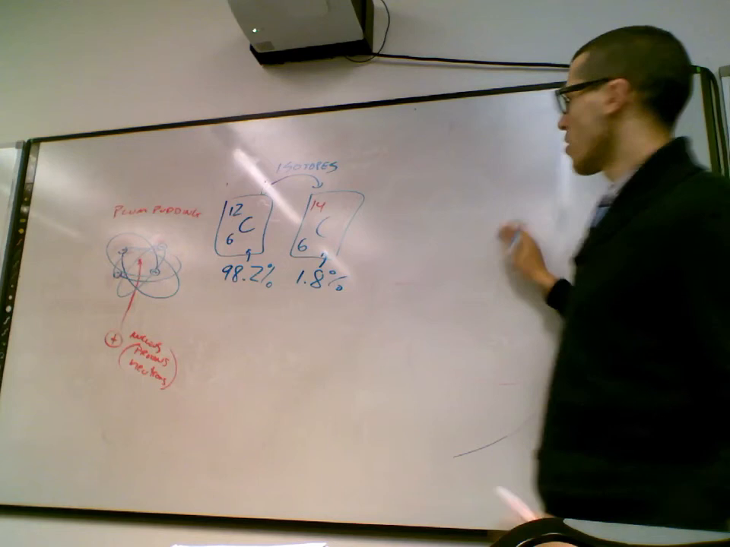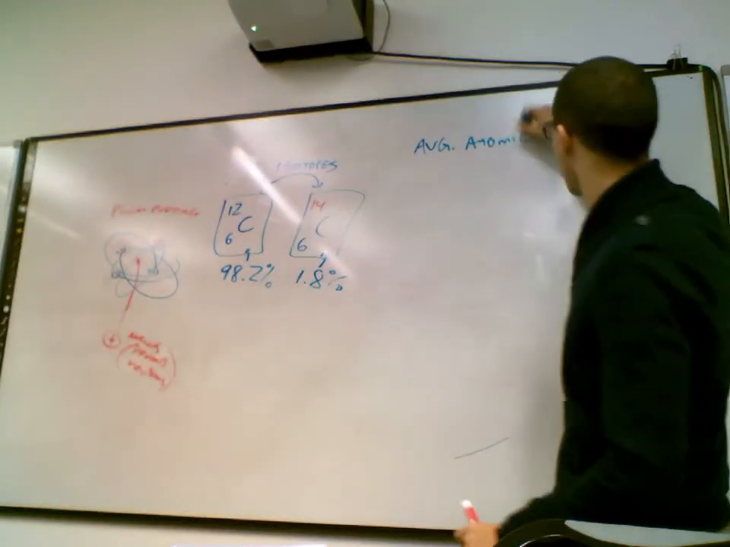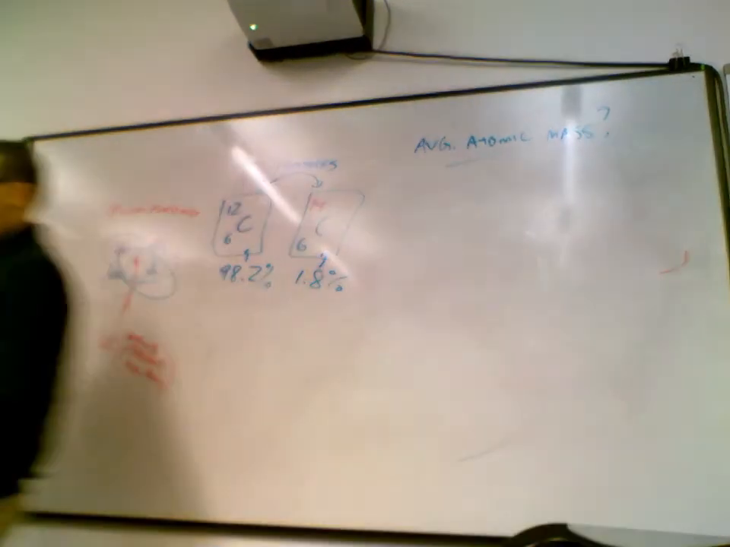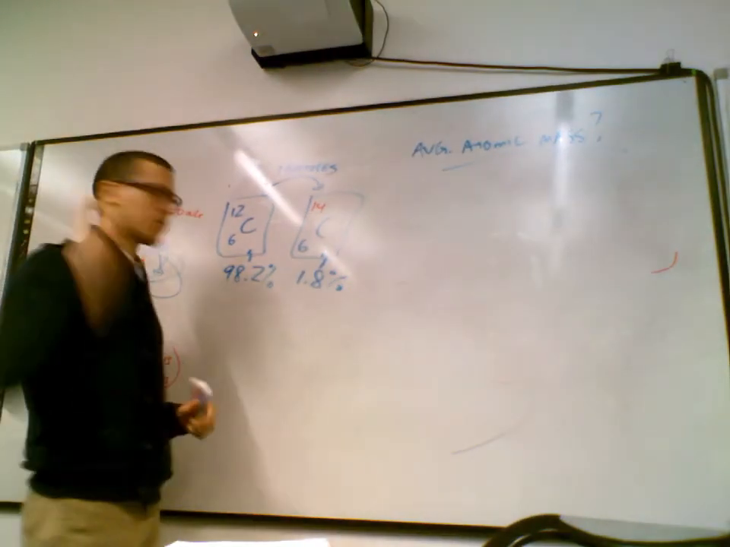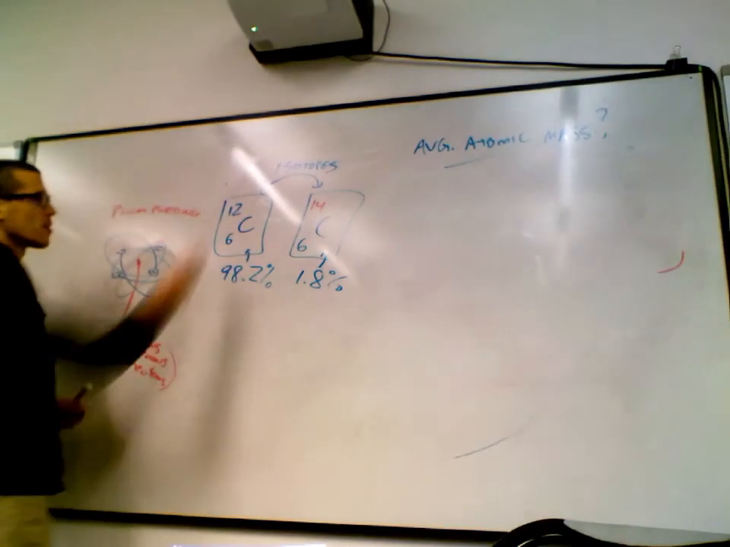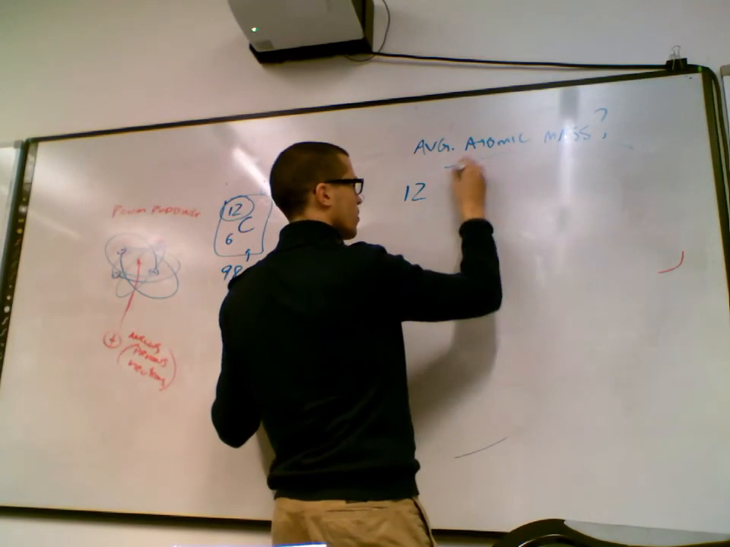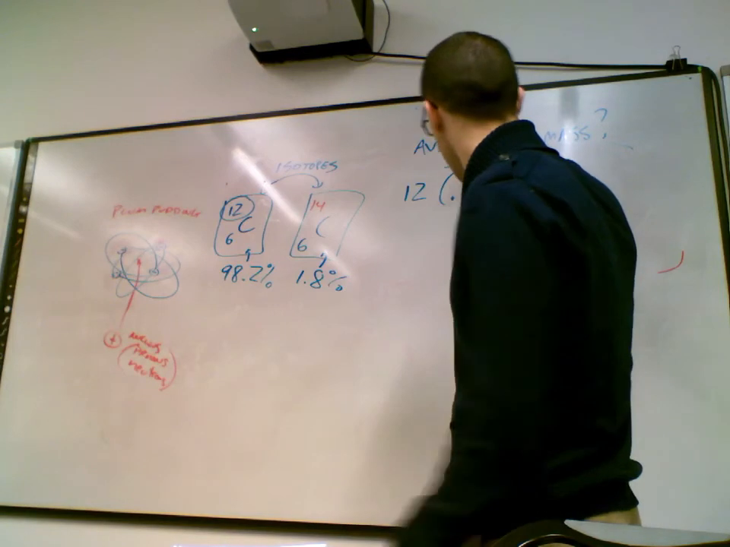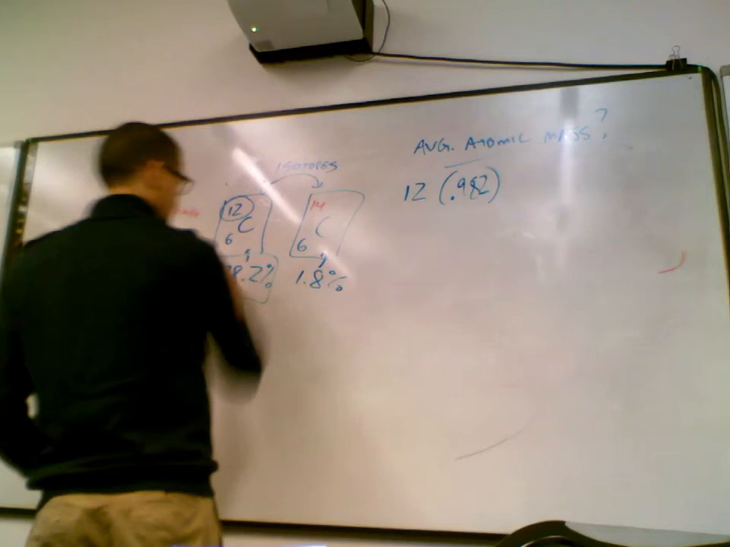What's the average atomic mass? The better question is, how do we find it? Do 12 times... Why are you getting 12? Where are you getting that from? That's the atomic mass of that isotope. So 12 times 98 point two, 0.982. Good. Why did you change it to 0.982? To make it decimal. Right, you're changing this percentage into a decimal.